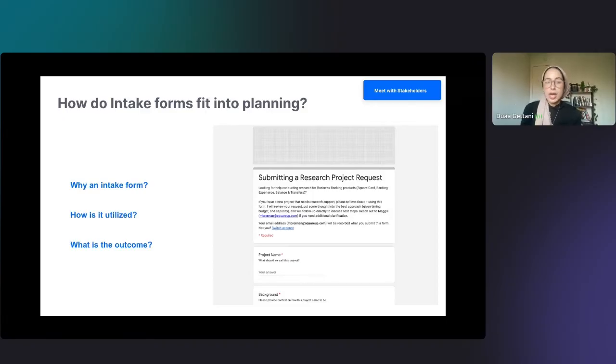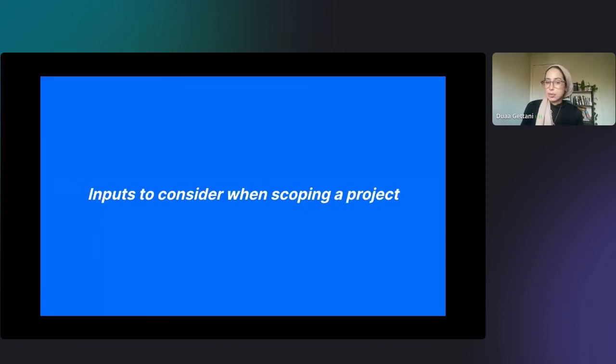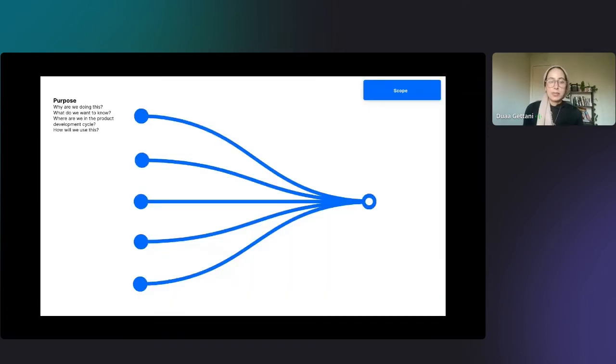So who fills out these forms? It could be a product manager, marketing, or designers. We have them fill out the background, objectives, and the impact that they hope to see out of this project, to allow us to see if this is a project that we would find value in partaking in. So, inputs to consider when scoping a project: the purpose.